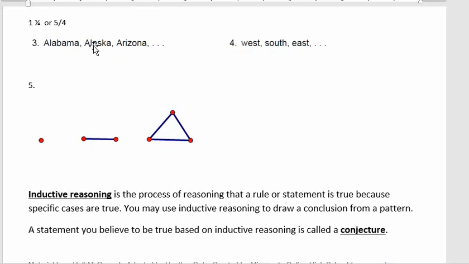Number 3, you might kind of guess that these might be some states. Well, they are states, and then you have to figure out how are they figuring out what state to put and what would be the next one. You might have to look that up.